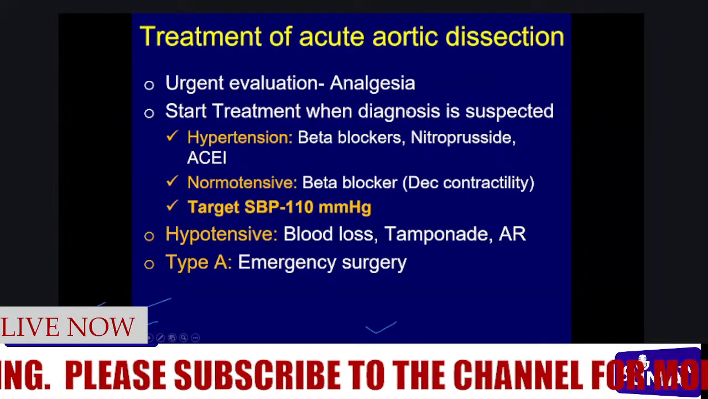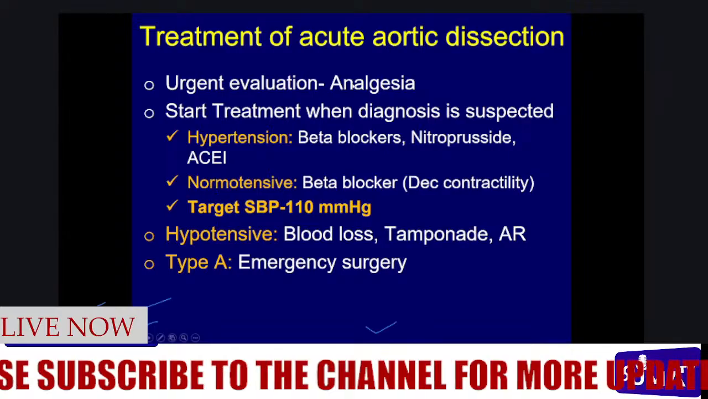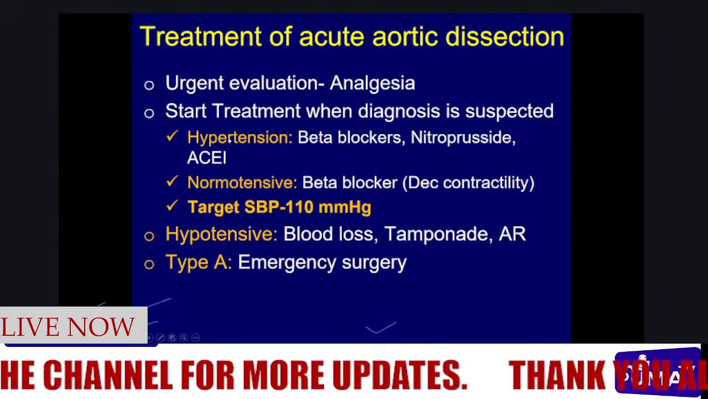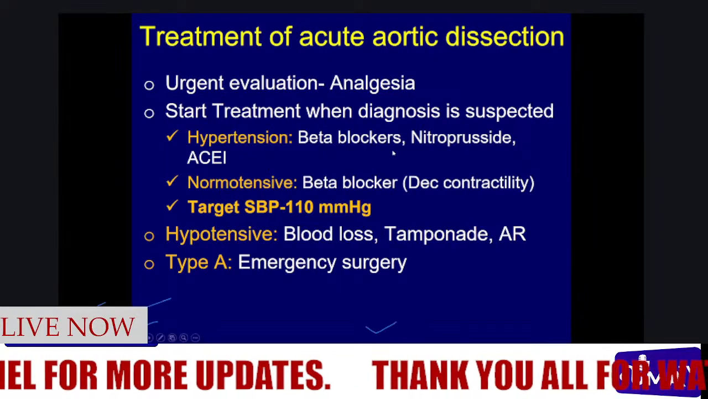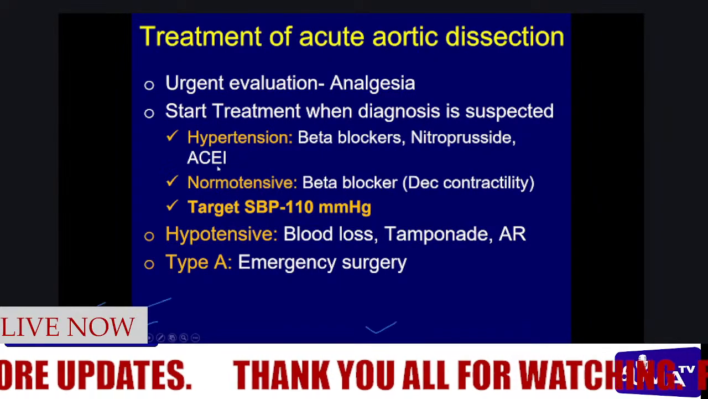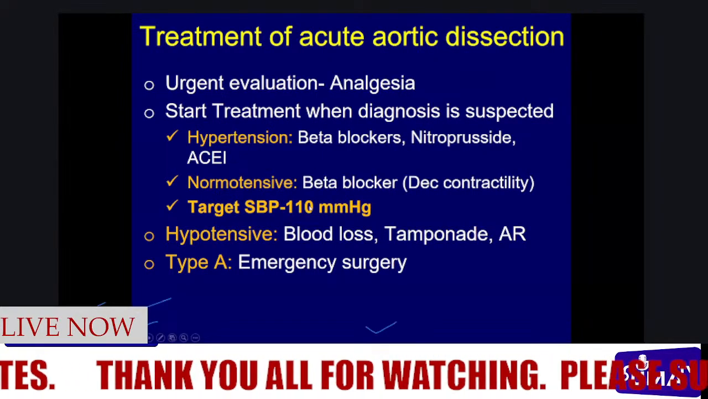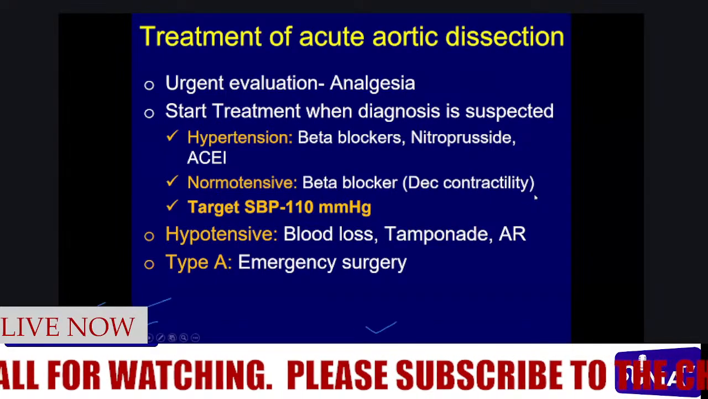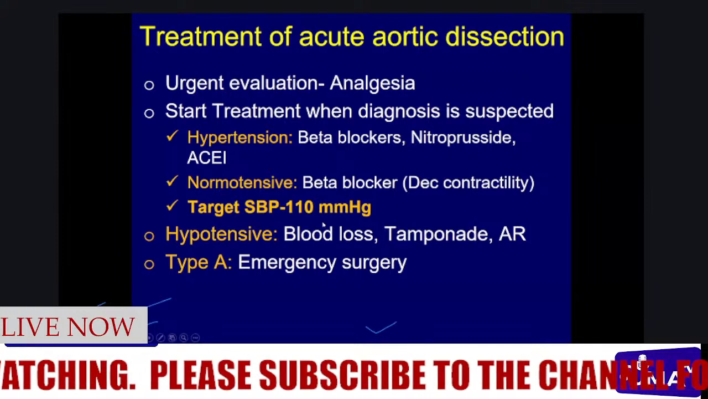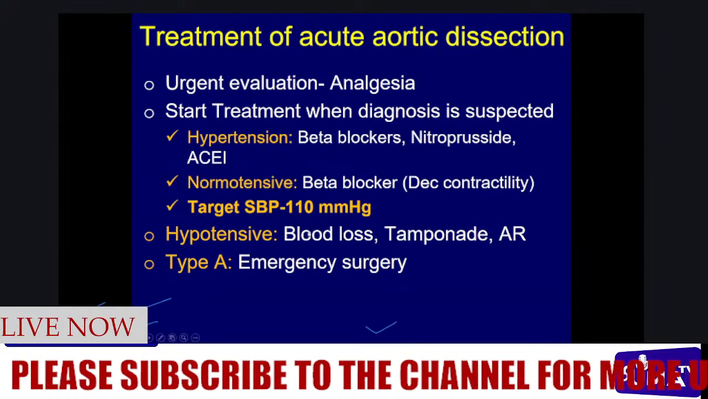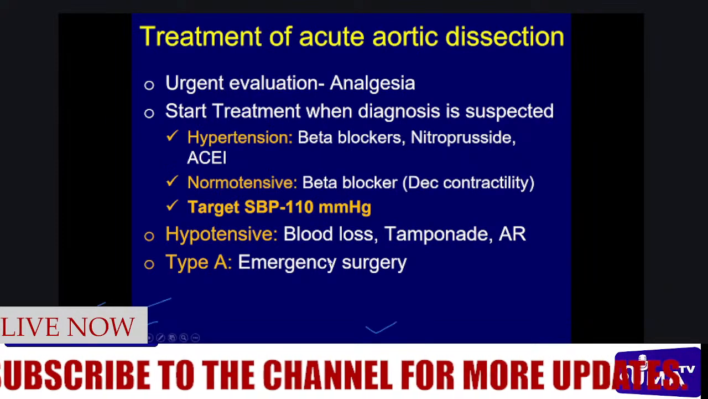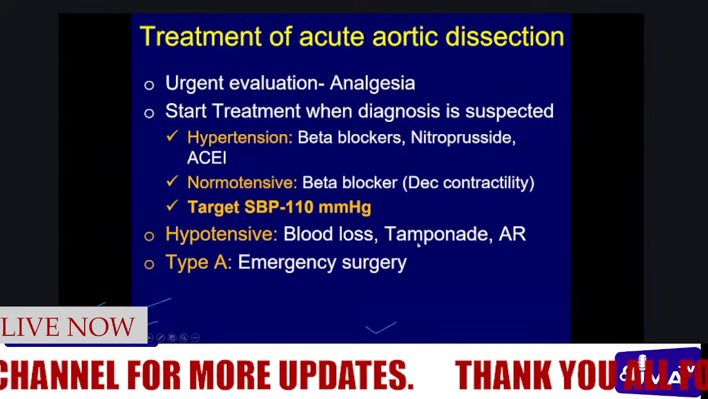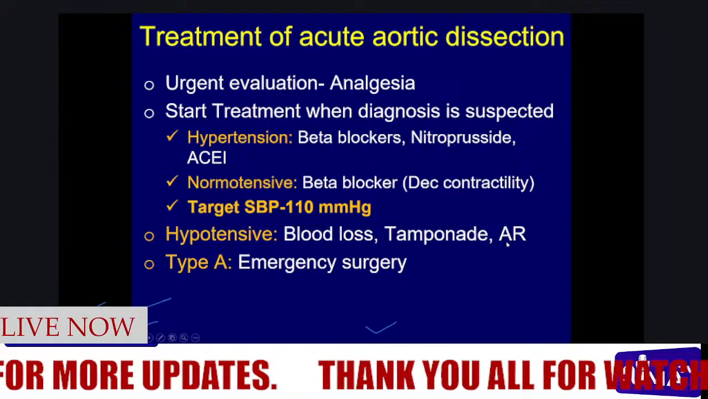This is the treatment, and my last slide. Mainly you want to manage pain for patients who are coming in with dissection. And if they have hypertension, give them beta blockers, nitroprusside, ACE inhibitors to lower their blood pressure. If they are normotensive, give them beta blockers to reduce contractility. Your target blood pressure is 110 in all the limbs, or less than that. If they're hypotensive, that means they are losing blood, so you have to look for where they are losing blood, either tamponade or they're in heart failure.